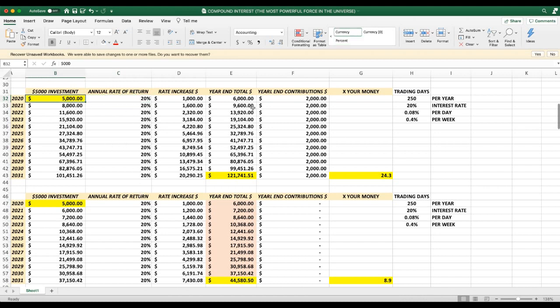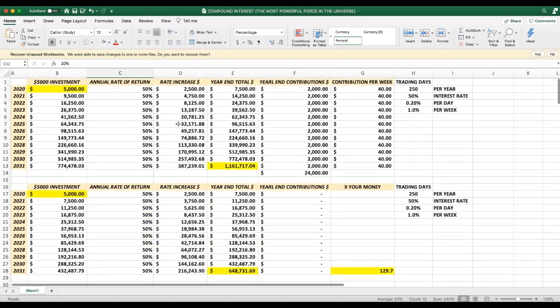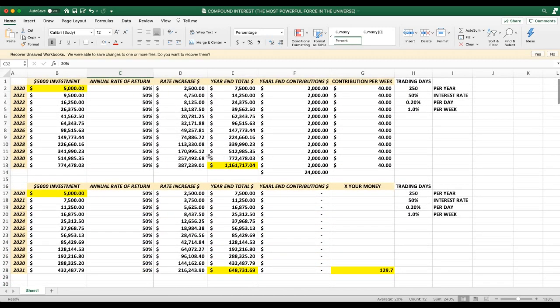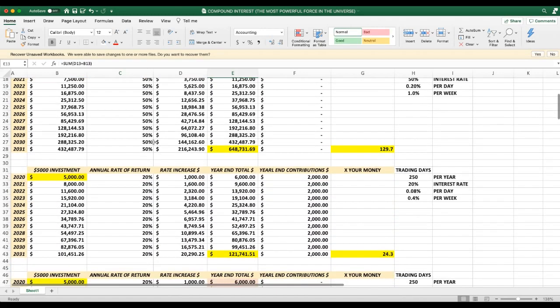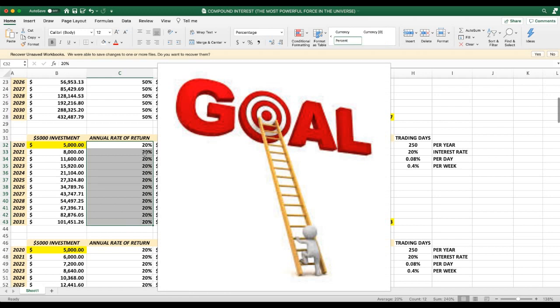Well, if you put 5,000 in and you contribute 2,000 every year, you still would turn 5,000 into 121,000. So you can see that annual rate of return compounding is everything. If I end up making 50% a year, I'm turning 5,000 into 1.1 million. Now, if you're doing only 20%, you're only turning it into 121,000. So the key number you should be focusing on, your goal shouldn't be money. Your goal should be the annual rate of return. Constantly making good trades and good investments in good companies.